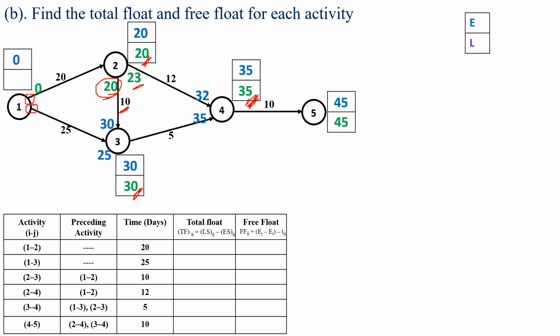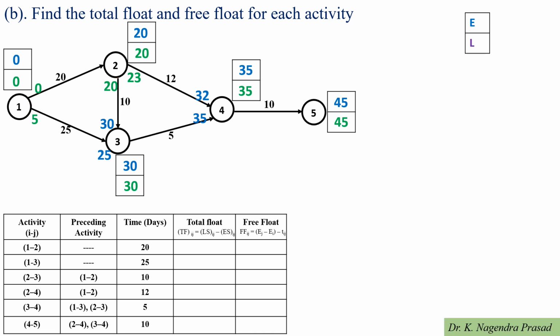Similarly, we have to look for the activity 1 to 3. For the activity 1 to 3, finish time is the 30. Then latest start time will become the 30 minus 25, which is equal to the 5. So in the backward pass method, latest start time is the minimum amount we have to consider. So among the 0 and 5, minimum is the 0. So latest start time at the event 1 is the 0.